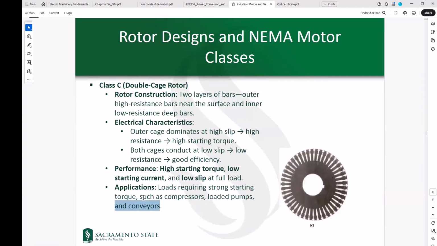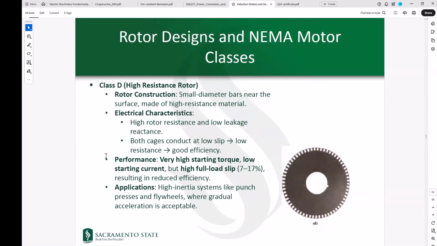compared to Class B. And finally, you have the Class D, which is a high resistance rotor. The rotor construction has small diameter bars near the surface made of high resistance material. Electrical characteristic is high rotor resistance, low leakage reactance, which gives you a high starting torque. Both cages conduct at low slip, low resistance, and good efficiency. Performance is very high starting torque, low starting current, but it has an overall high full load slip.